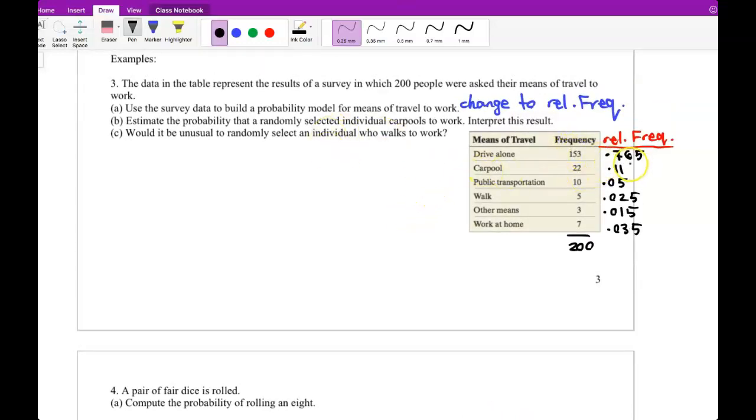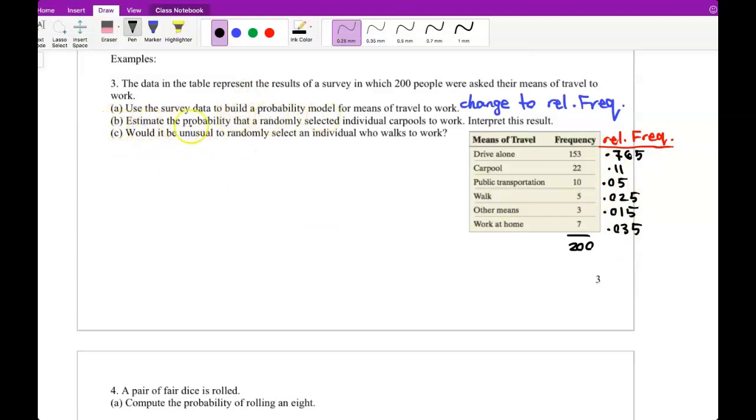As you can see, all of these are probabilities. Each one of these is between 0 and 1. And also, if you add them, you're going to have approximately 1. Okay, what that means is we have a probability model.